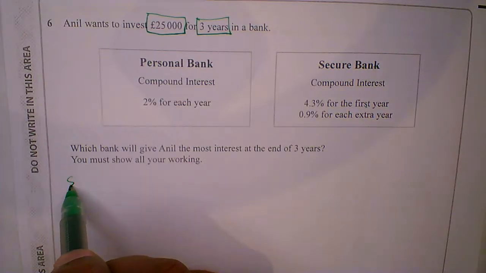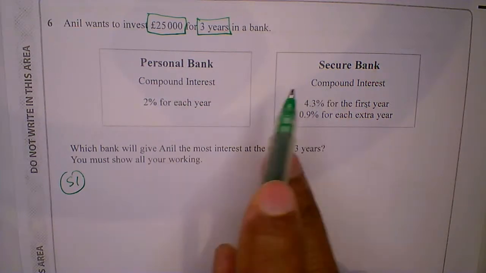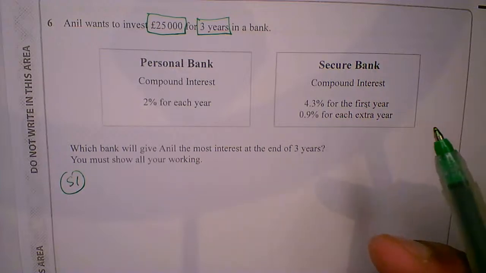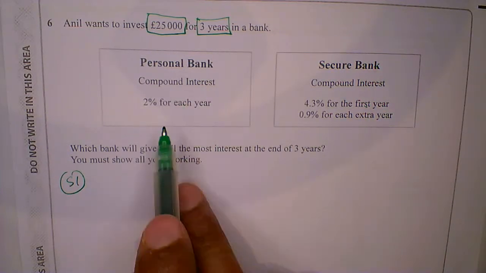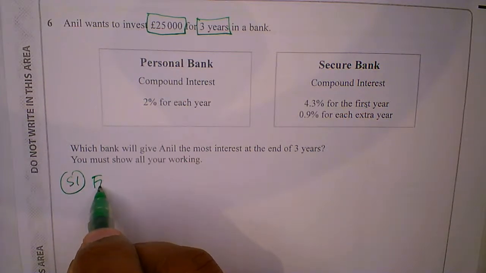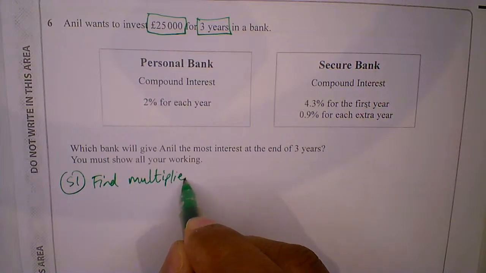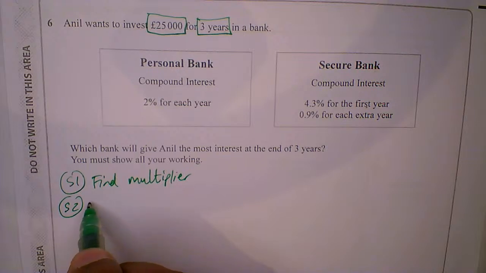Step 1 is I need to work out each of these. First of all, what topic is this? It's compound interest, we've mentioned that already. So step 1 is I need to find the multiplier. Step 2 is I multiply by each multiplier.